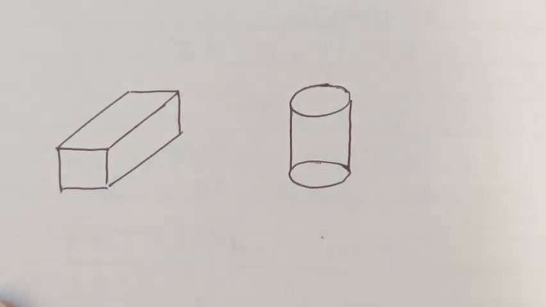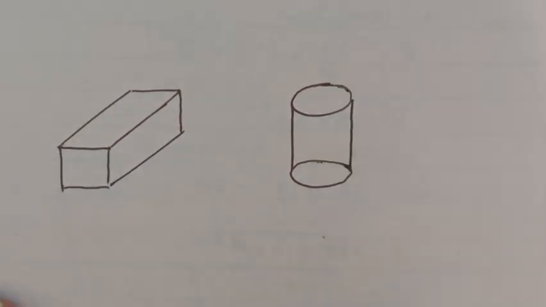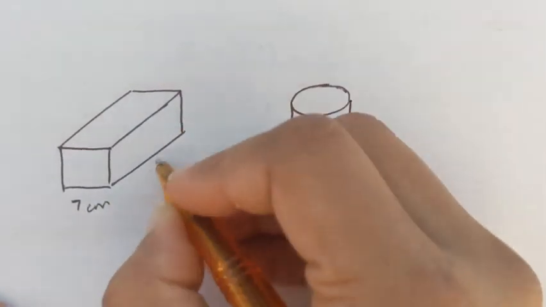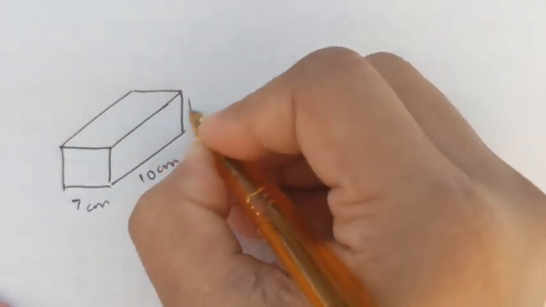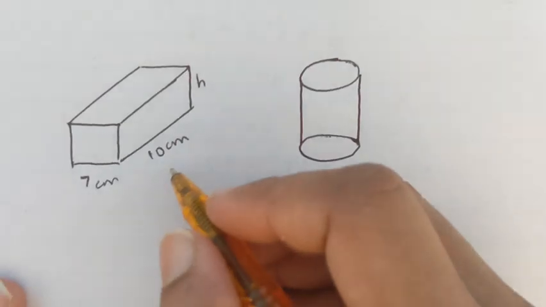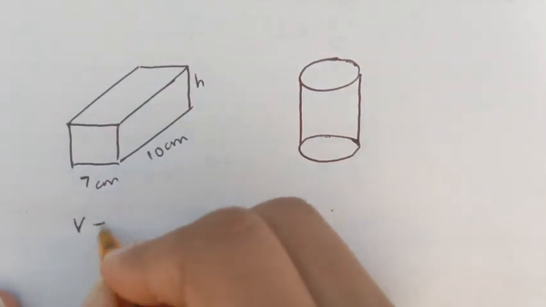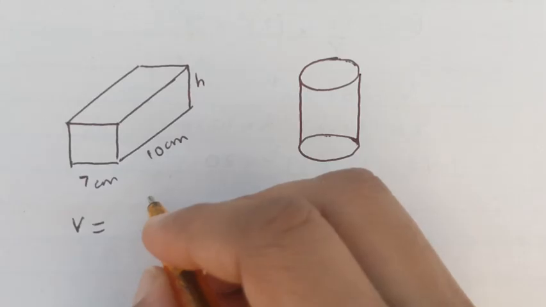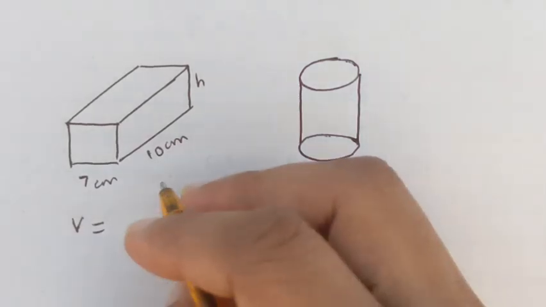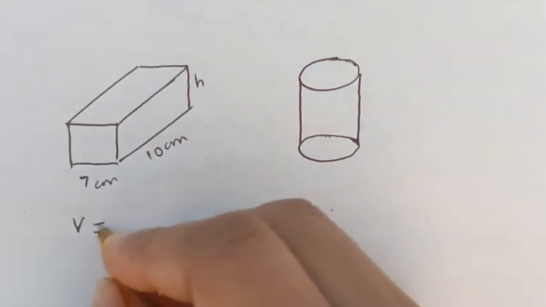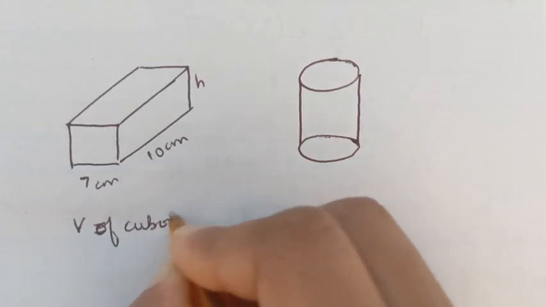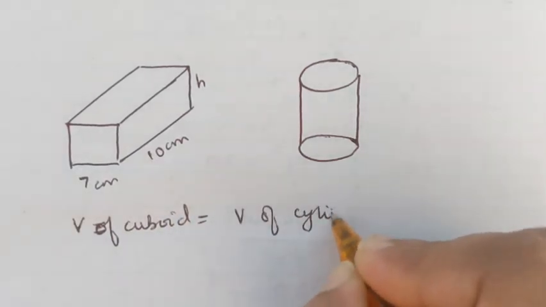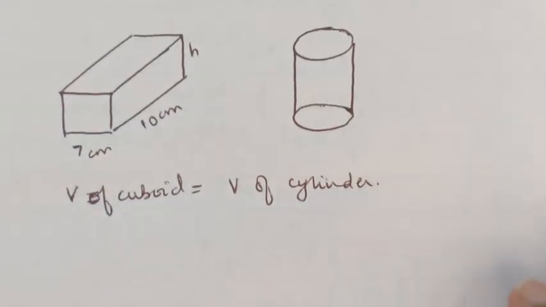So these are the two shapes. For the cuboid, we are provided with the length, which is 7 centimeters, and the breadth is 10 centimeters, but the height is missing. They are saying the volume of the cuboid is equal to the volume of the cylinder. So let's write down their formulas.